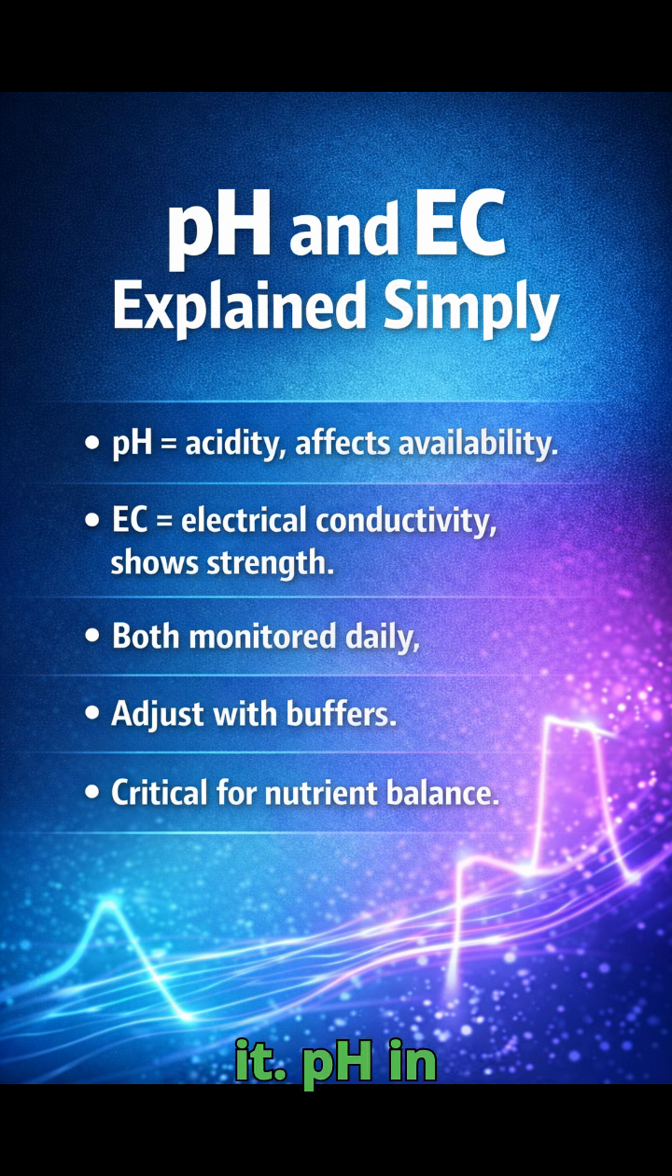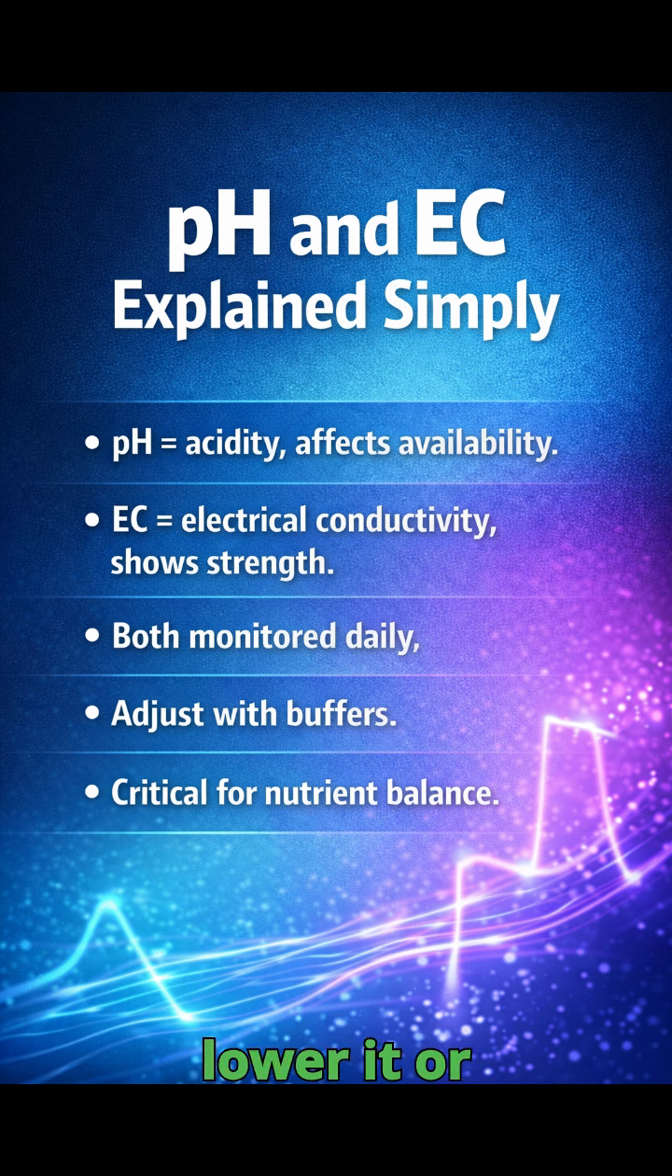pH in hydroponics is not stable. As plants absorb nutrients, they release hydrogen ions or hydroxide ions, which shift the pH. Some nutrients, like ammonium, lower pH when absorbed. Others, like nitrate, raise it. Environmental factors like temperature and CO2 levels also influence pH. This is why growers check pH daily and adjust it as needed.